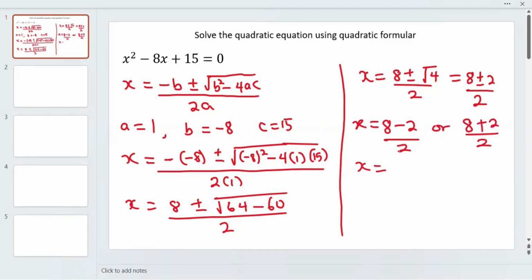8 minus 2 over 2 will be 6 over 2, or 10 over 2. So x will be equal to 3: 6 over 2 is 3, or 10 over 2, which is 5. And that is actually how you use the quadratic formula to solve any type of quadratic equation.